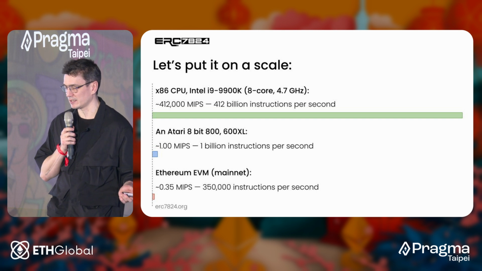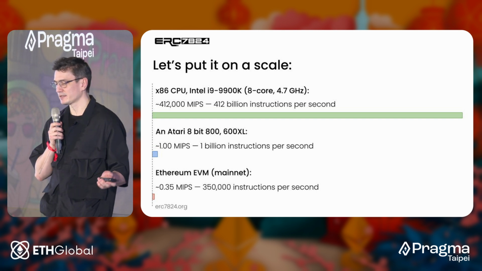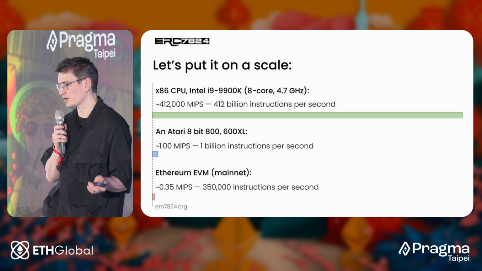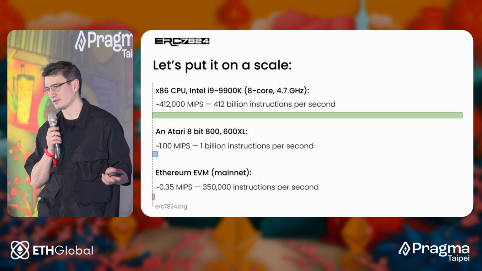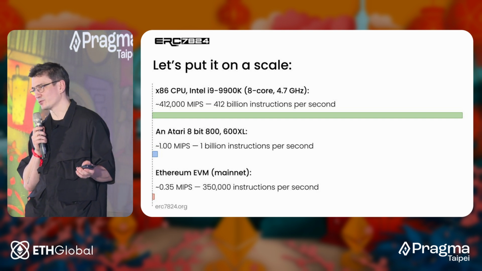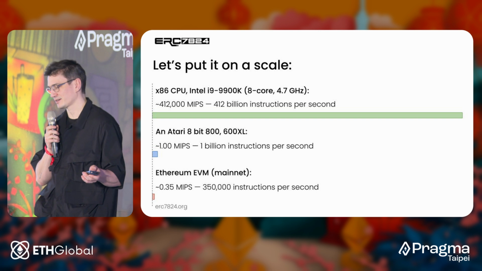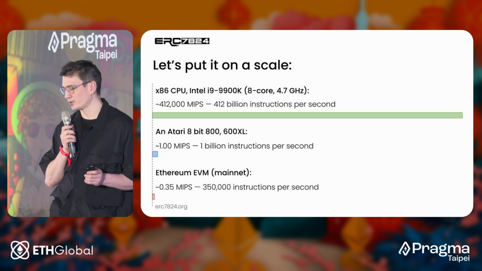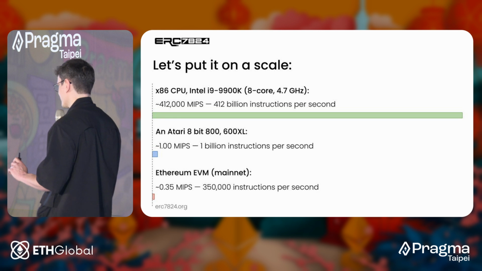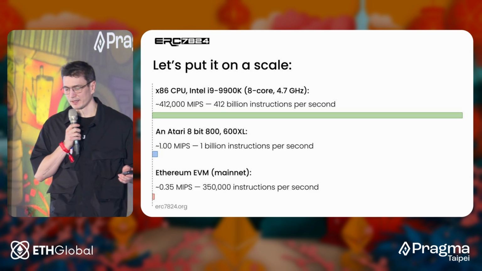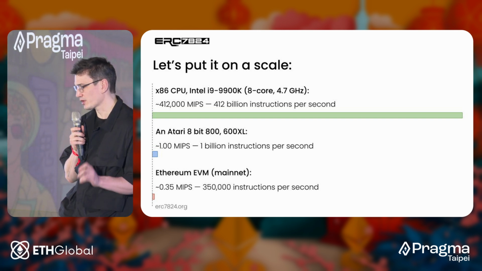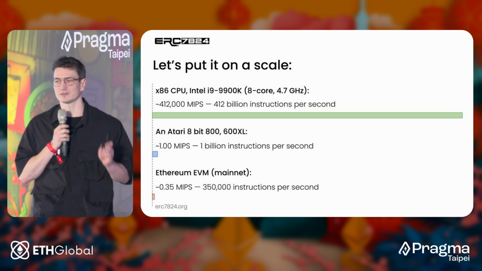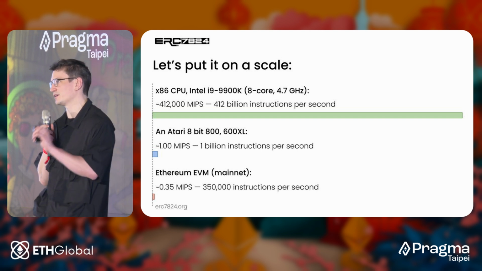Okay, so let's put it down on a scale. The Intel i9 CPU, 400,000 MIPS. 412 billion instructions per second. Now, for the older people who ever had one of these, Atari, about 1 MIPS. It's already pretty good. Actually, there is a typo, 1 million instructions per second. Don't read 1 billion, it's a typo. Here is Ethereum, a third of a MIPS, 350,000 instructions per second. That's not bad. And that means with consensus of all worldwide connected nodes agreeing on every instruction.